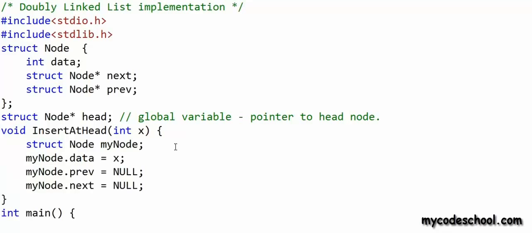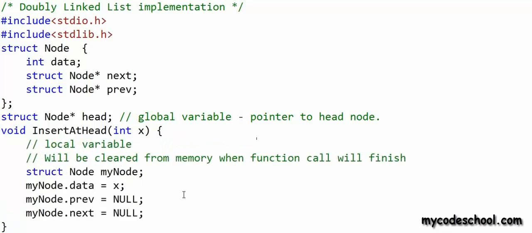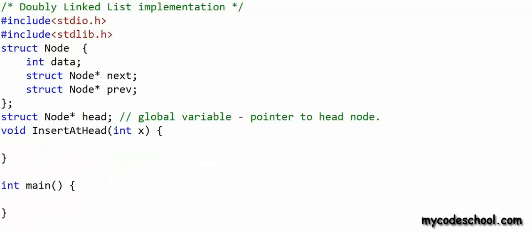But the problem here is that when I'm creating a node like this, I'm creating it as a local variable and it will be cleared from memory when function call will finish. A local variable lives in what we call stack section of application's memory, and we cannot control its lifetime. It's cleared from memory when function call finishes. We do not want this. Our requirement is that a node should be in memory unless we explicitly remove it. So that's why we create a node in dynamic memory, or what we call heap section of memory. Anything in heap is not cleared unless we explicitly free it.